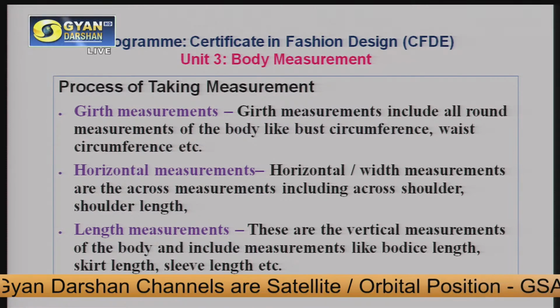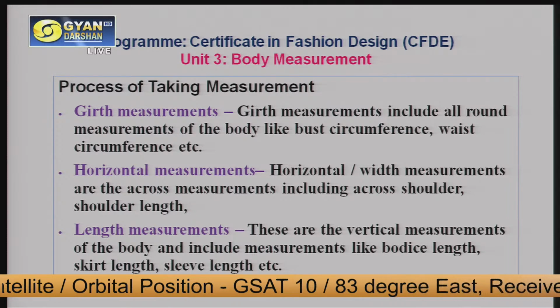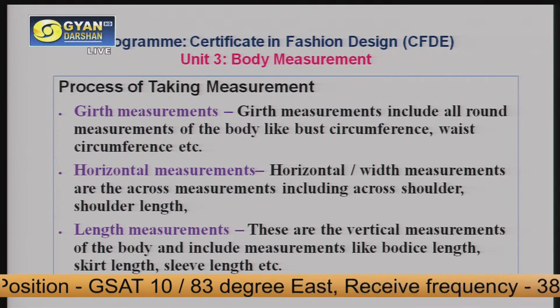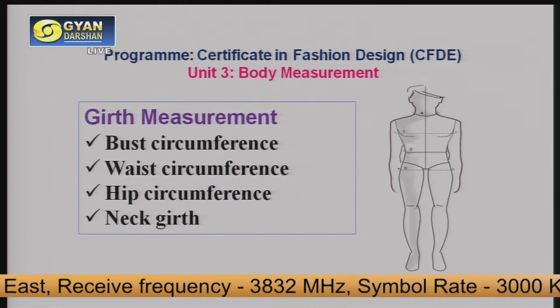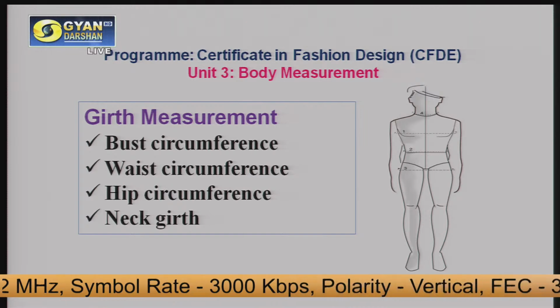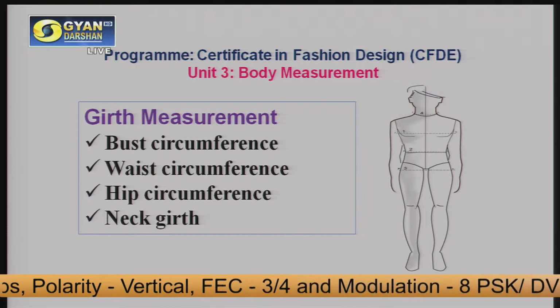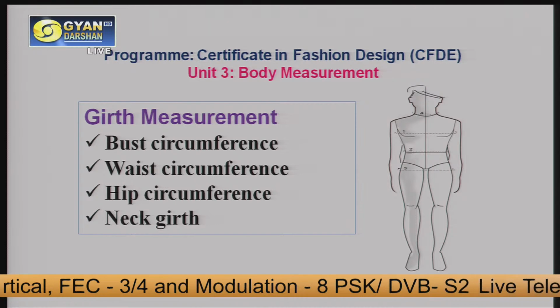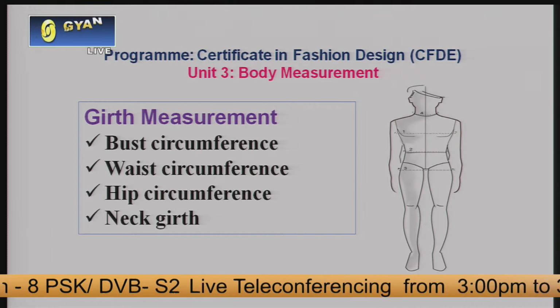Now let us see what types of measurement come under the girth measurement. Girth measurement includes all the round measurements or circumference measurements, as you can see in the picture: the bust circumference or chest circumference, waist circumference, hip and the neck girth. All the round measurements of the body come under the girth measurement, and they should be taken first in the process of body measurement.